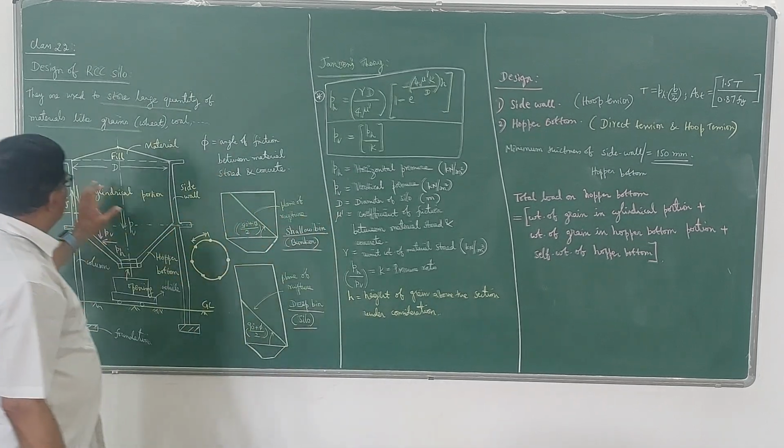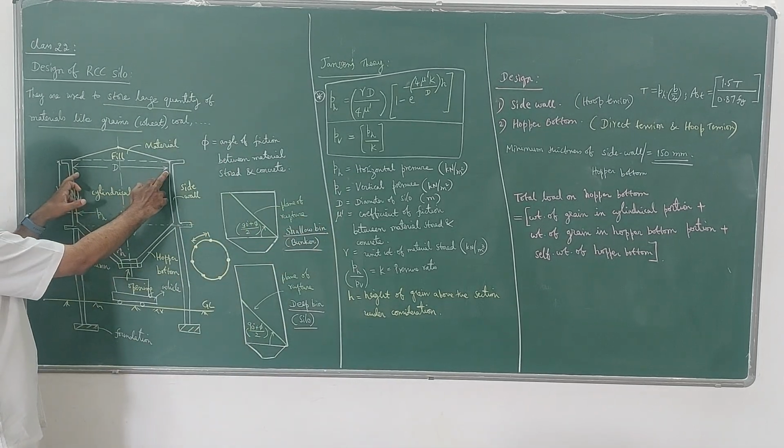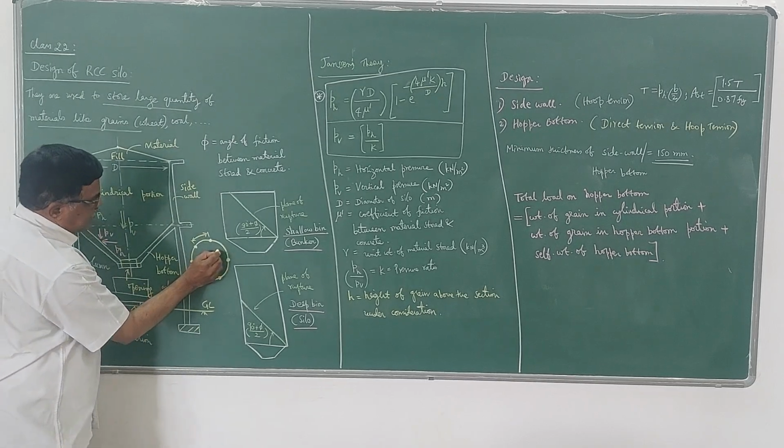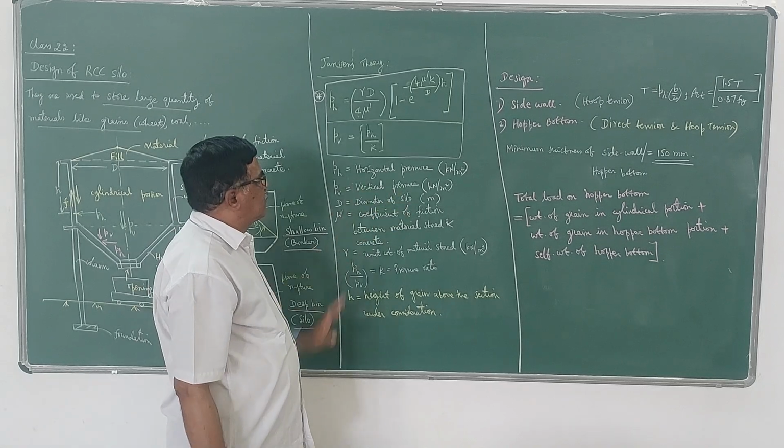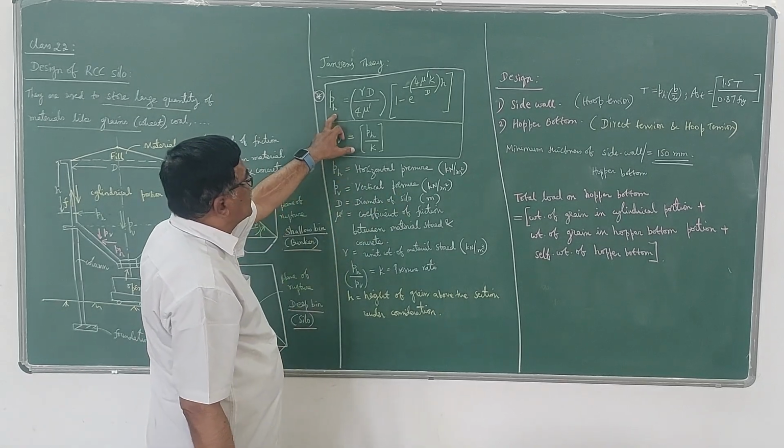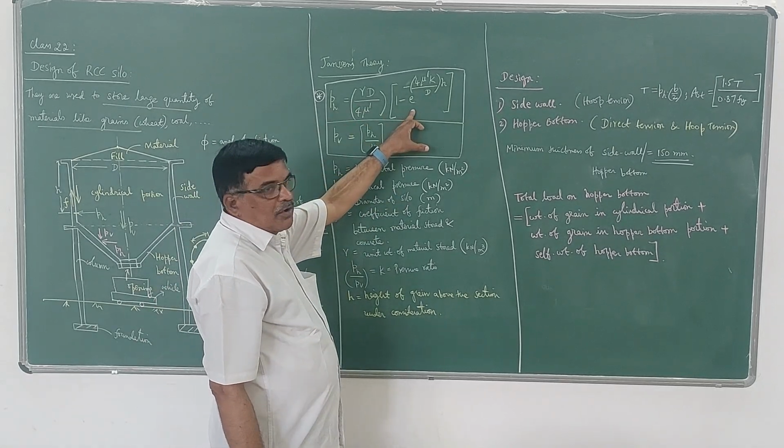Then d is the diameter of the silo, that is the internal diameter of the silo. So this is your d. So diameter of the silo is this. Then PV is the vertical pressure. So for calculating horizontal pressure, this is the equation we are going to use.